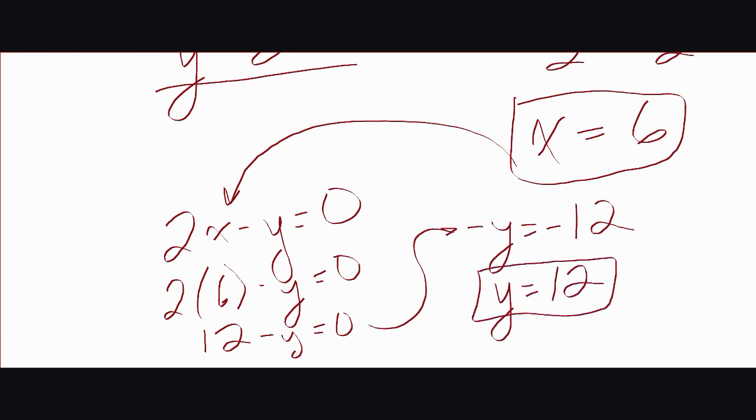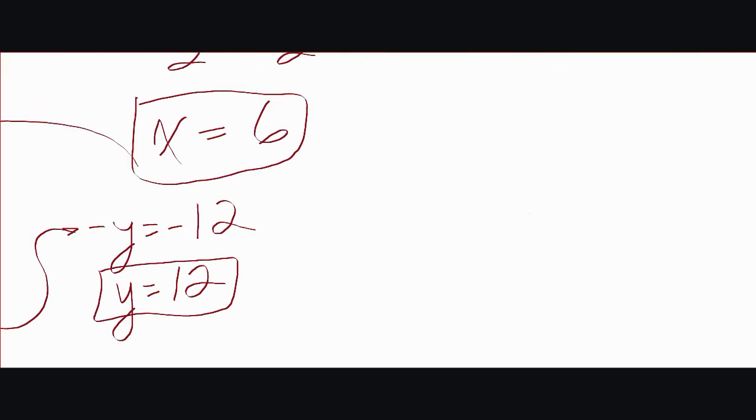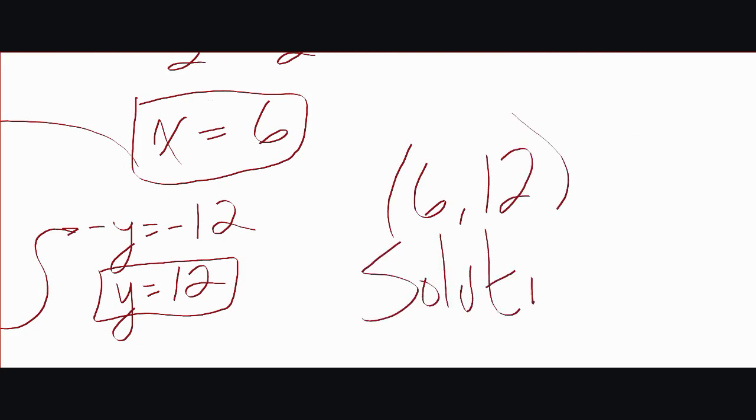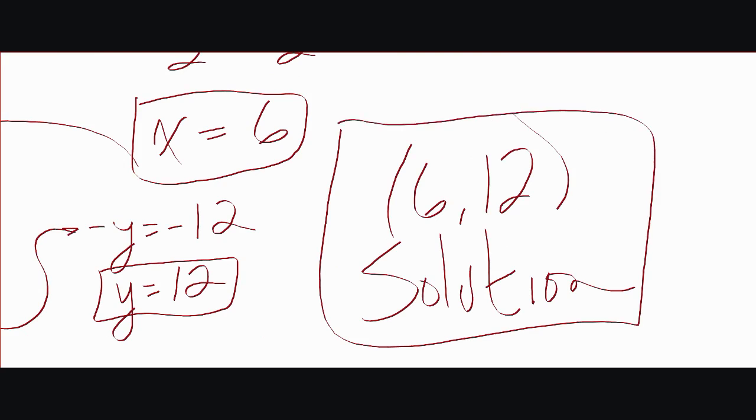Now what do I have? I have an x value. I have a y value. That means that altogether I have a point. And my point, 6, 12, that's my solution. And we can use substitution every single time to find the solution to a system if it exists.